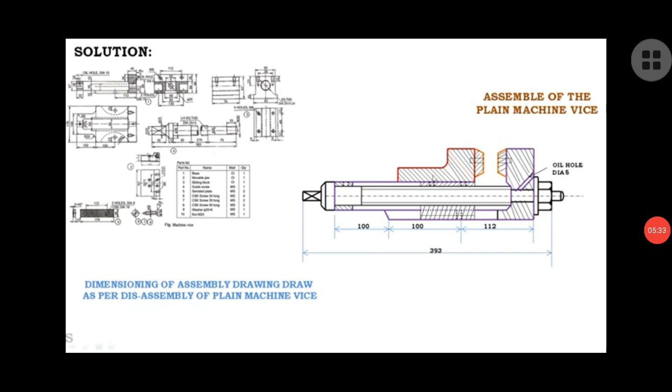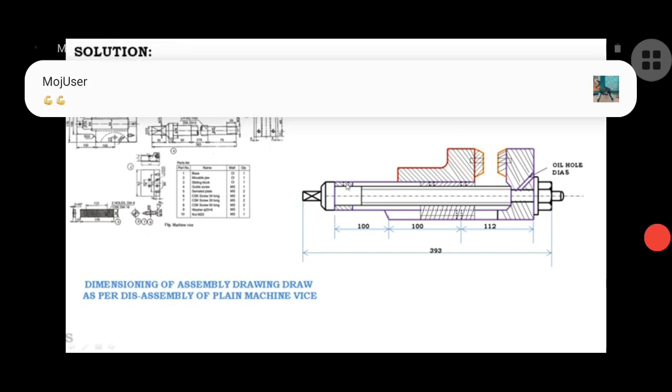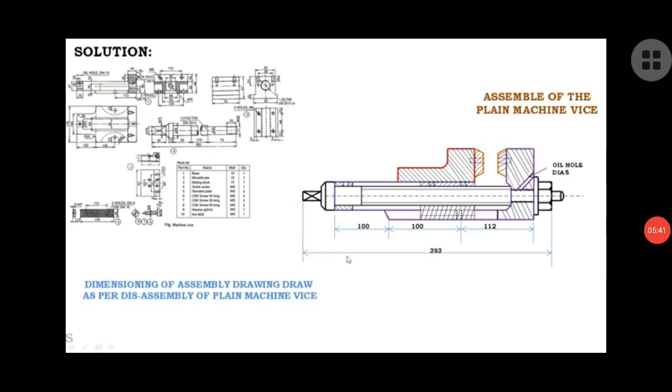So these are all the dimensions with hatching lines. So this is the required assembly of the plain machine vice.